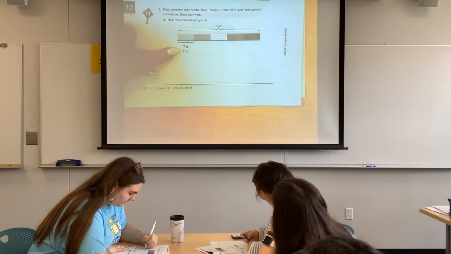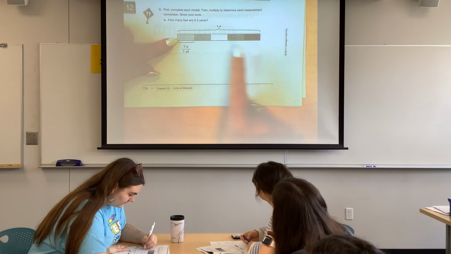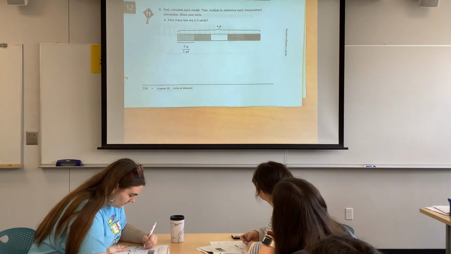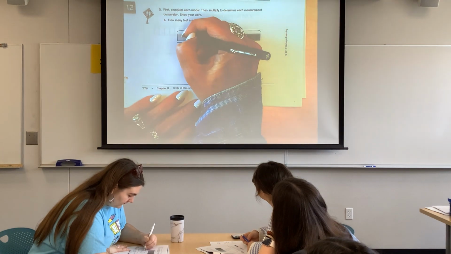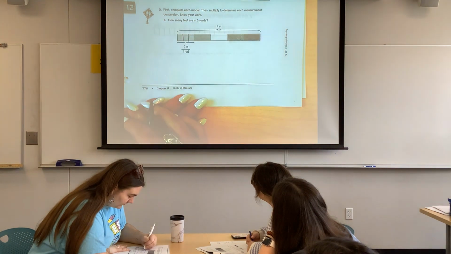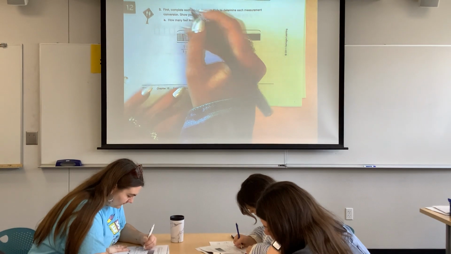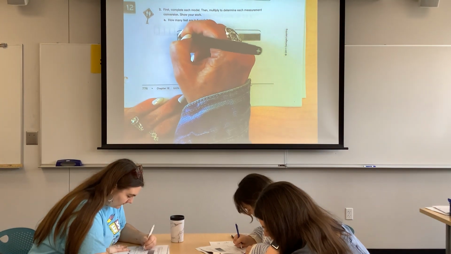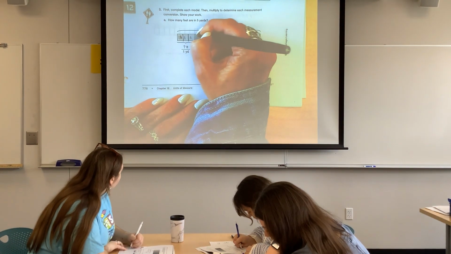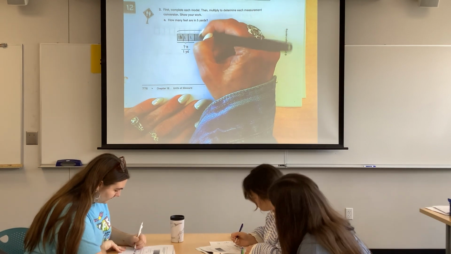So let's look down here. So here we've got 5 yards, and they've drawn out 5 yards for us. How many feet are in a yard? So we need to split each one of these into 3 feet, right? So 1 foot, 1 foot, 1 foot. That's the end of that one.